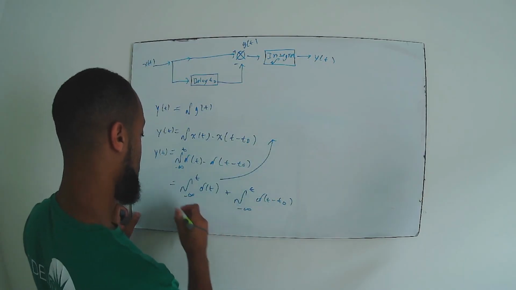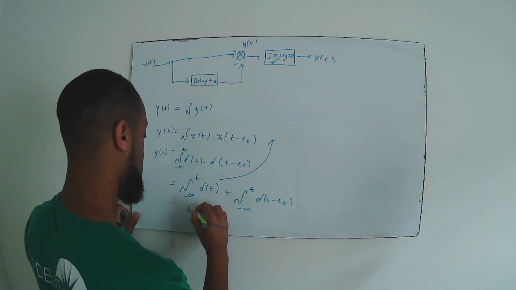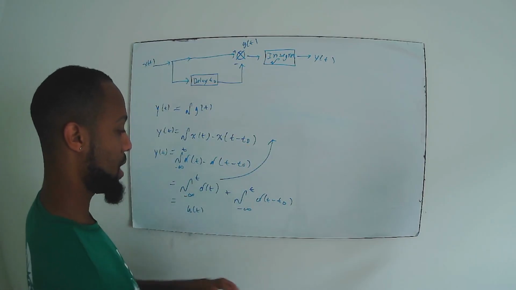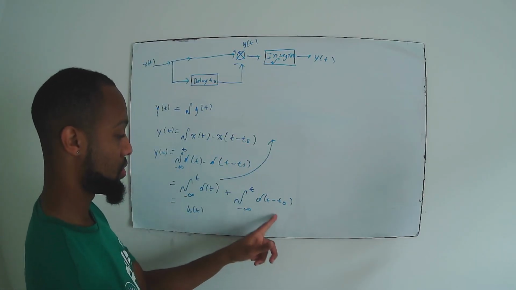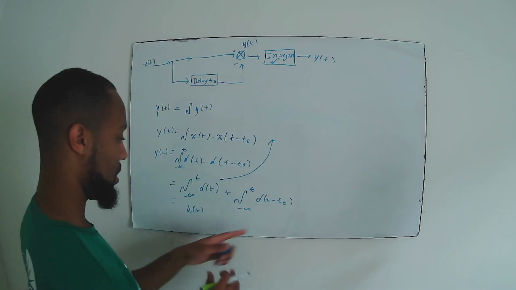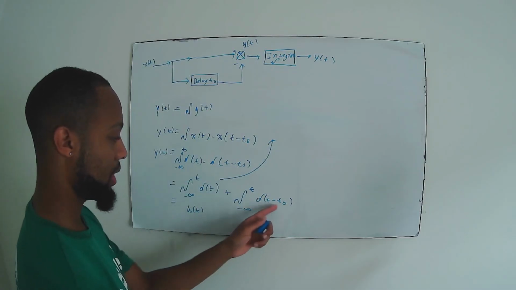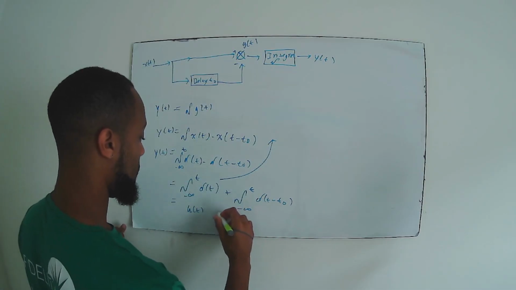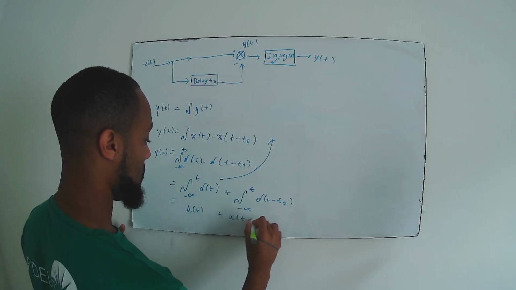So here what we're going to end up getting is, we know this one's going to be u of t. Now this one has a time shift. So this is going to shift our unit step function by this time shift. And so over here we're going to get plus u of t minus t naught.